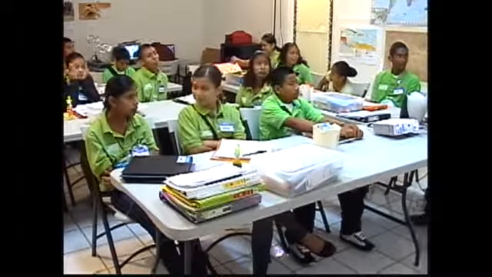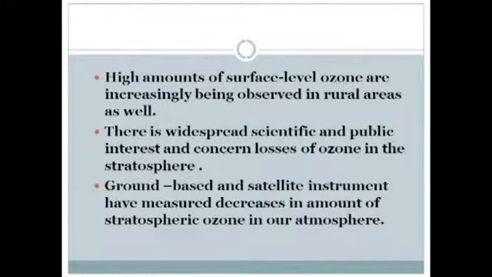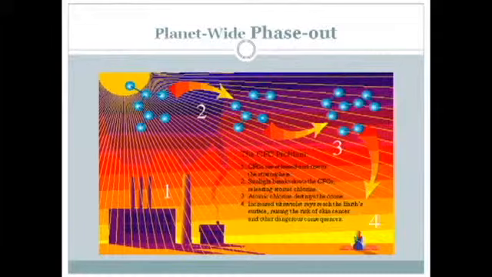Ozzy Ozone is begging us. Okay, just a recap. High amounts of surface level ozone are increasingly being observed in the rural areas. There is widespread scientific and public interest and concern about losses of ozone in the stratosphere. Ground-based and satellite instruments have measured decreases in the amount of stratospheric ozone in our atmosphere. The Dobson unit is one such instrument used for measuring that.